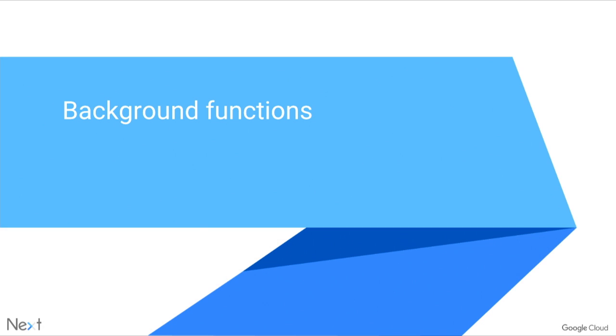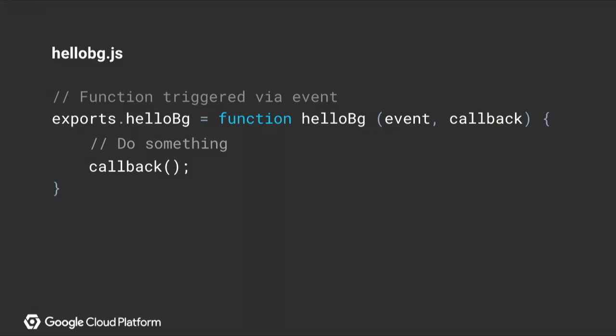Background functions. Pretty similar. The only difference here is instead of a request and response, we give you an event, which is the event that was emitted from the cloud service, database mutation, storage mutation, etc. And we give you a callback.